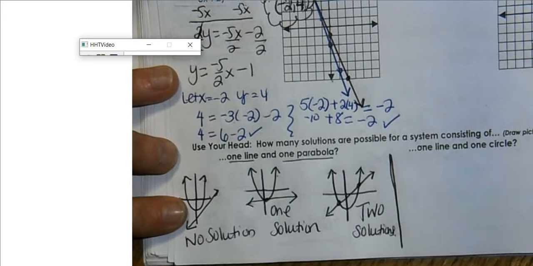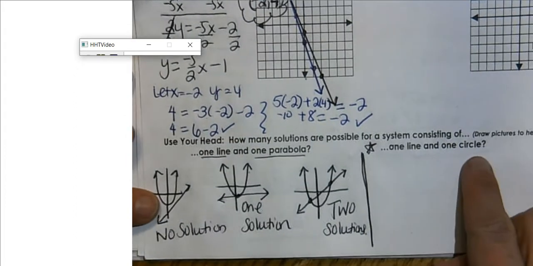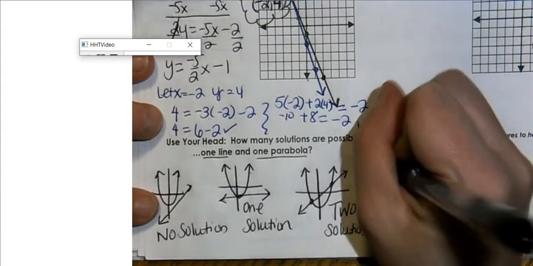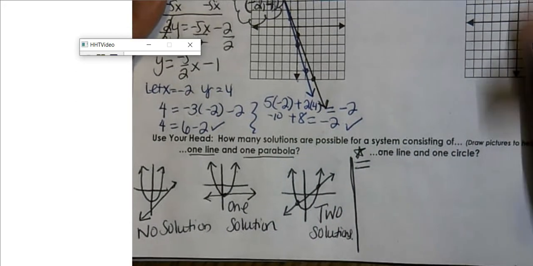Please go ahead and try the one line and one circle on your own. This will be something that we discuss when we come back, when I see you next time. All right, so let's go ahead and move on to the next one.